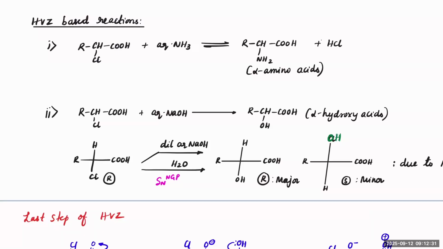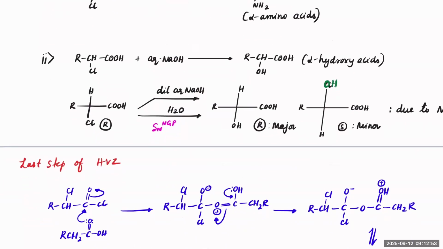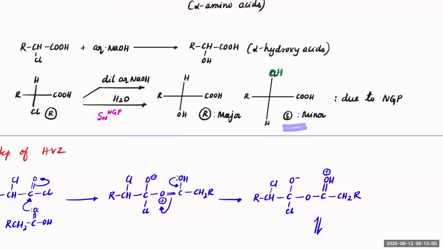Now in the reaction, if you notice, let's say this is an R configured carbon. If I react that with dilute aqueous NaOH, or directly with water, in both cases you will notice that the R remains as R, and converting into S is less. The major product will be this one.